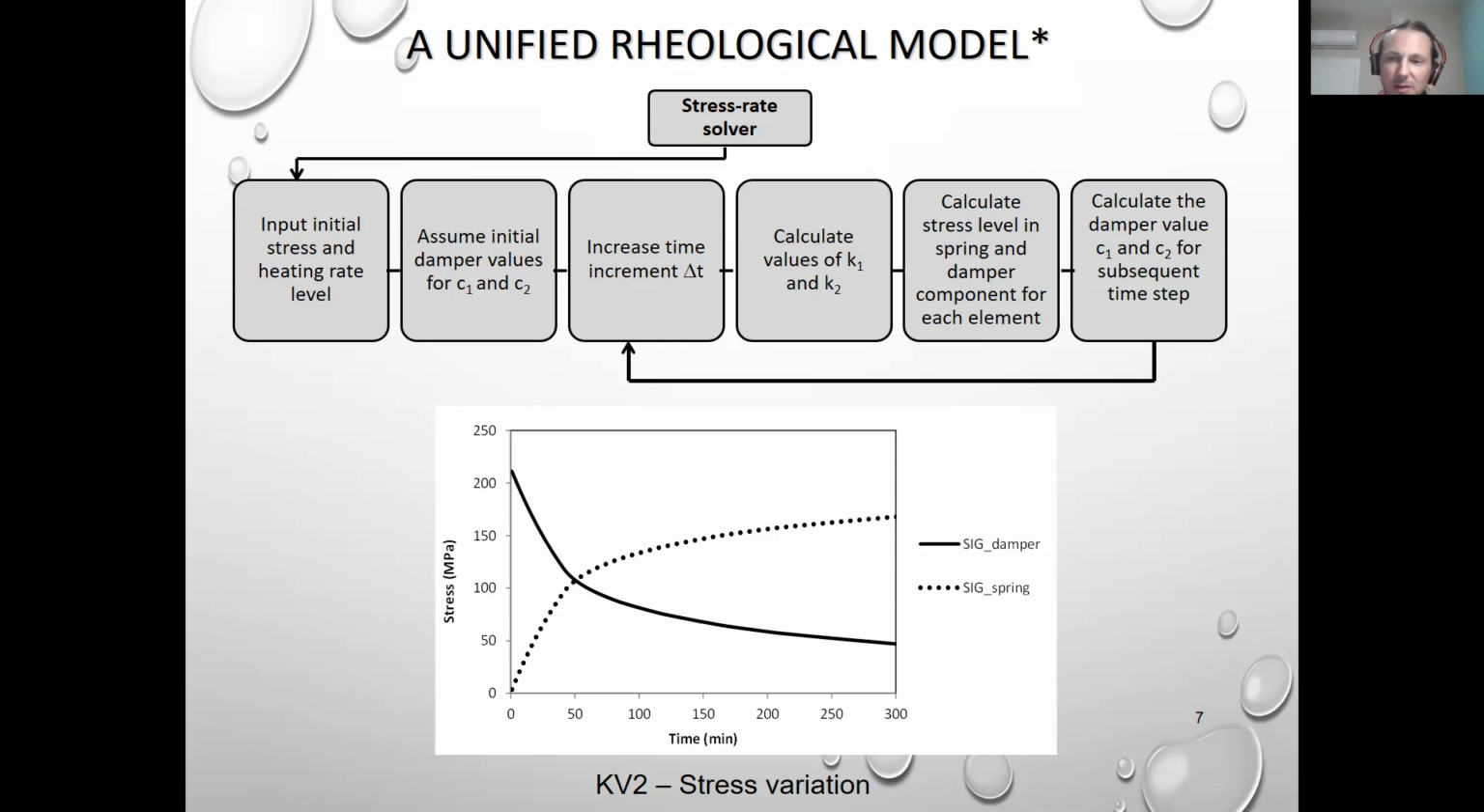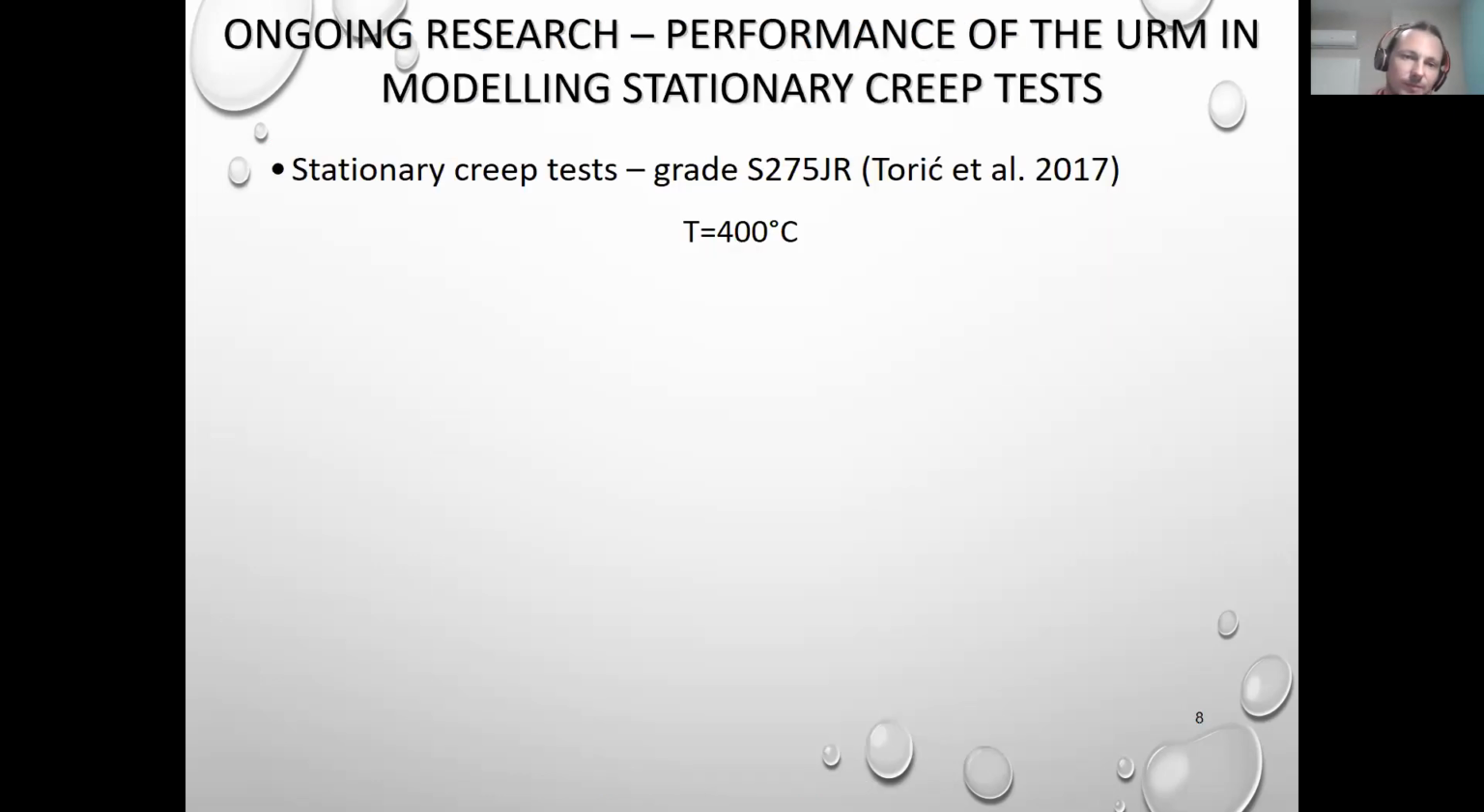So this paper relates to stationary creep tests. Basically, it's a stress-related issue for solving. So this is the procedure for how to calculate the stress levels in the spring and damper components for each element. In the figure below, it is presented how stress varies in the damper and the spring element with respect to time in a general stationary creep test, which is modeled in the next slide.